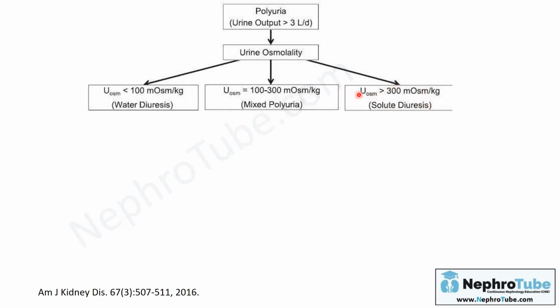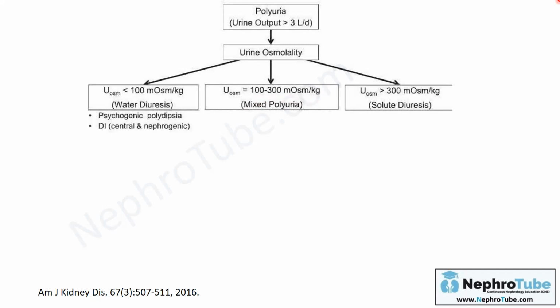If it is less than 300, we will divide it into two categories. Urine osmolality less than 100 milliosmol per kilogram is a highly diluted urine. This surely is a water diuresis. But if the patient's urine osmolality is between 100 and 300 milliosmol per kilogram, this is a mixed polyuria. The patient may have combined water diuresis and solute diuresis.